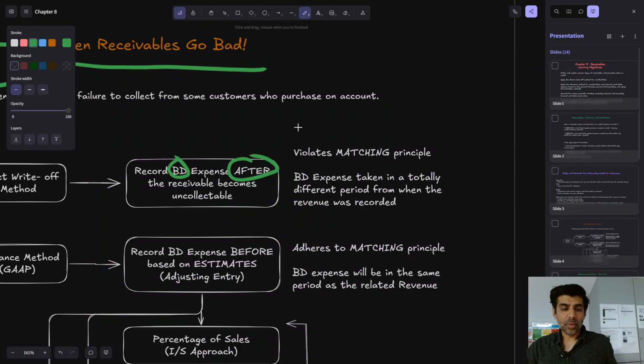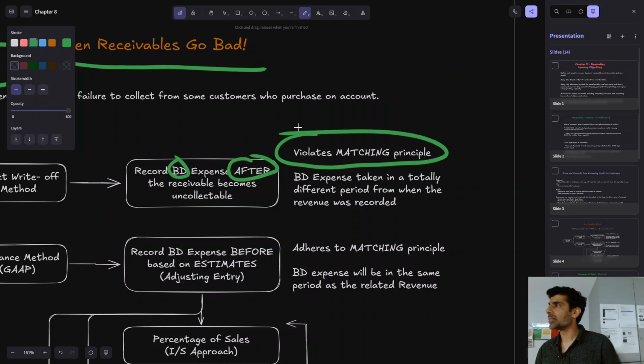So while this is simple, it violates the matching principle. Why is this method not in line with the matching principle? Does anyone have any idea? What is the matching principle? I guess that's a more basic question. Yeah, Margarita. Exactly. Yes.